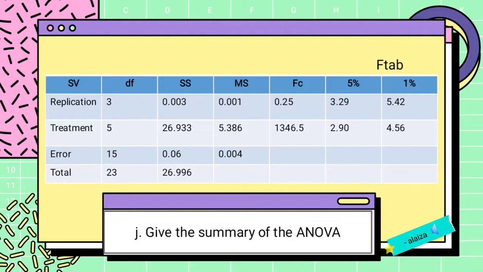In the ANOVA table, the sources of variation are replication, treatment, error, and total. In our replication, the DF, or degrees of freedom, is 3, the treatment is 5, the error is 15, with a total of 23.